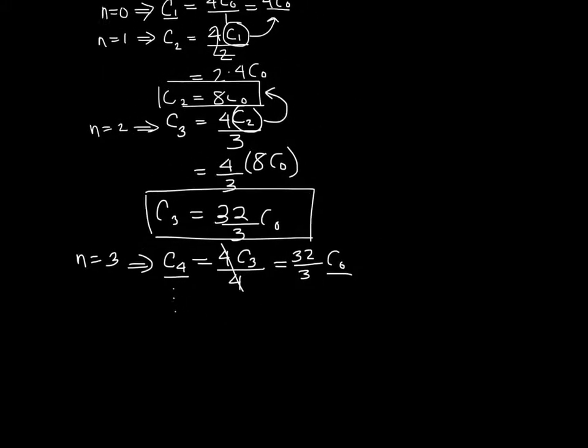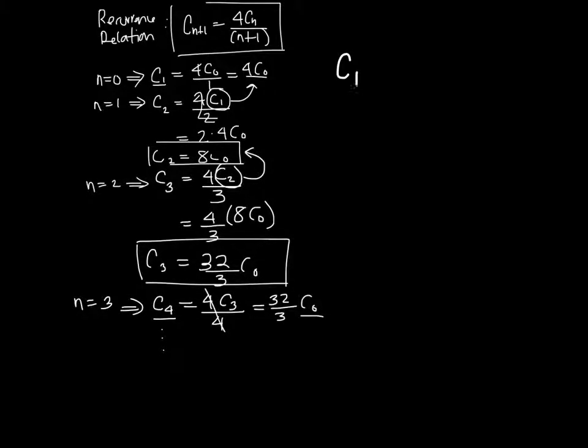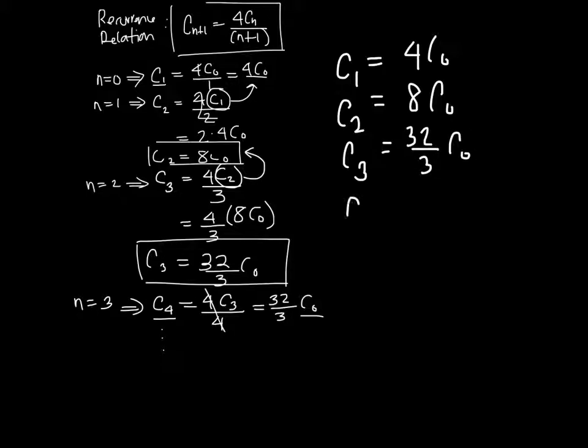Okay, so I'm going to go ahead and rewrite these, maybe on the side. Sometimes it's easier to see the pattern that way. So C1 is 4C0, C2 is 8C0, C3 is 32/3 C0, C4 is 32/3 C0 again, and again, if you want to find C5 and so forth. So here are my Cn's.